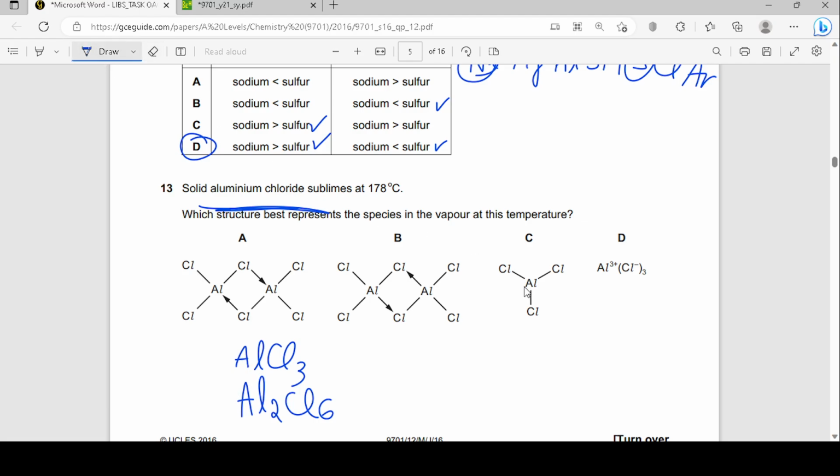So over here, aluminium has three electrons. Wait, computer stuck.